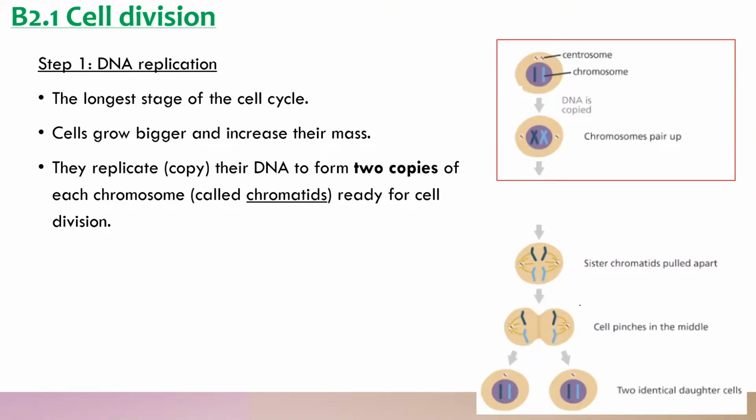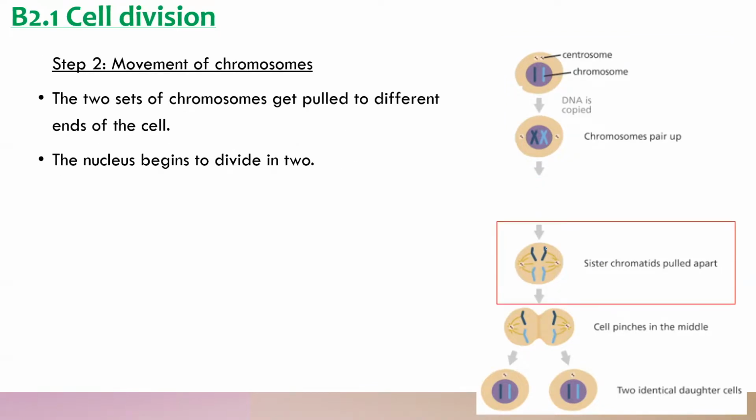And then a little bit more detail. I think they're called spindle fibers, which pull them apart. I know it's not often taught now at school. They line up and get pulled apart and you create 2 identical cells. The two sets of chromosomes get pulled to different ends of the cell, so it's going to get ready to divide into two. The nucleus begins to divide in two, and we get two identical cells.